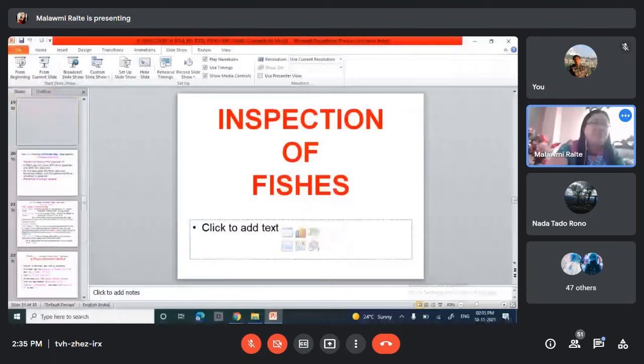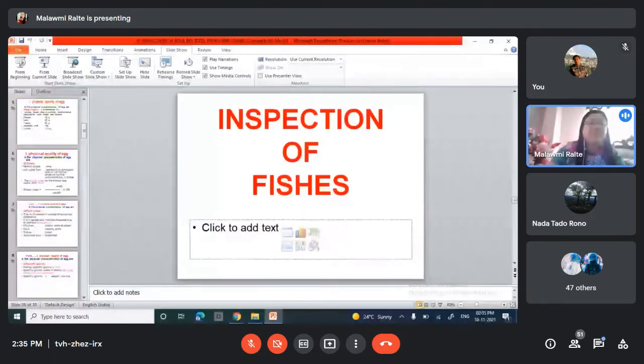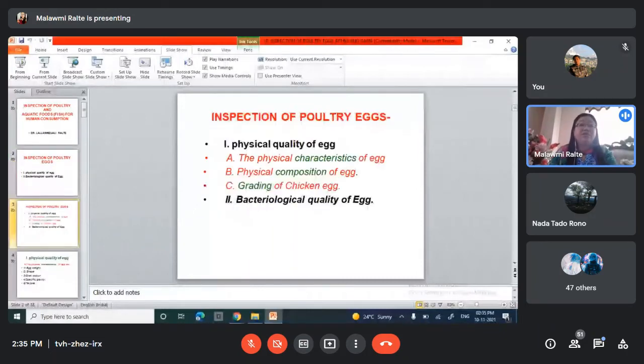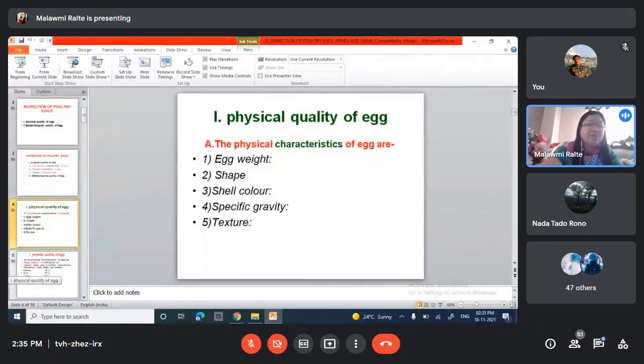Let's just revise once. Inspection of poultry egg is broadly classified into physical quality of egg and bacteriological quality of egg. And again, it is subdivided into three parts for the physical quality, that is the physical characteristics of egg, the physical composition of egg, and the grading of the chicken egg. Then this physical characteristics of egg again has five subdivisions, that is egg weight, shape, shell color, specific gravity, and the texture. So this is the physical characteristics of the egg.